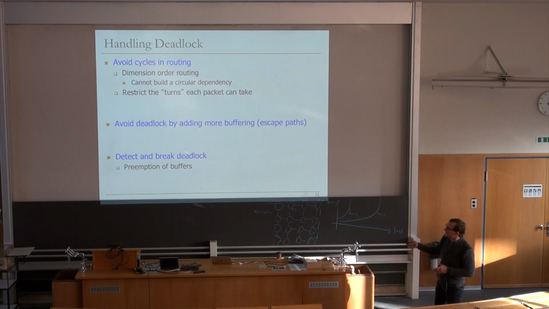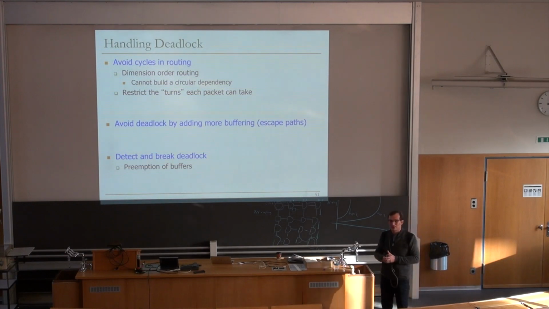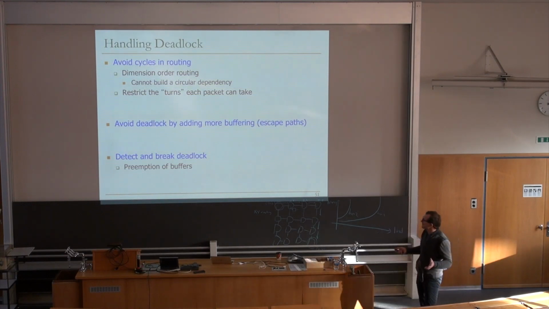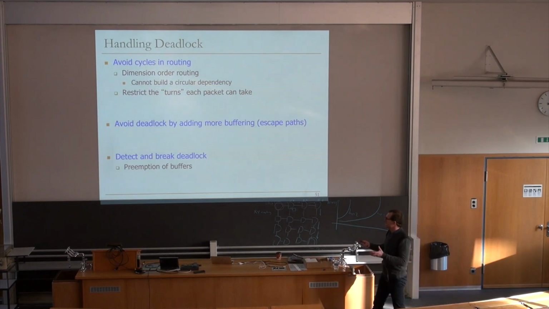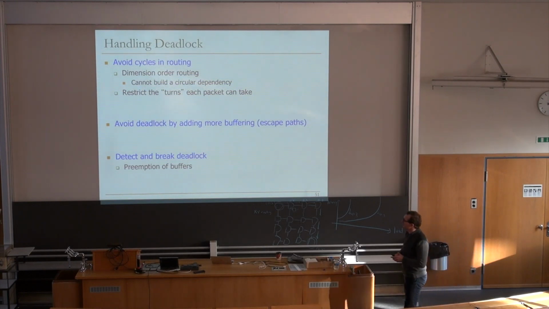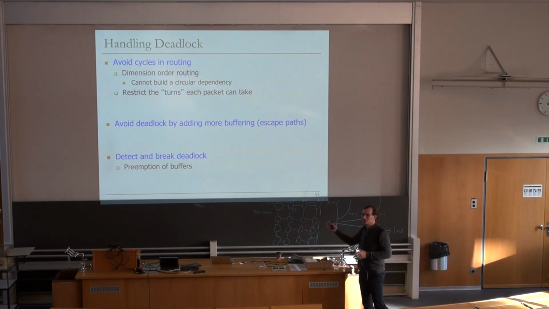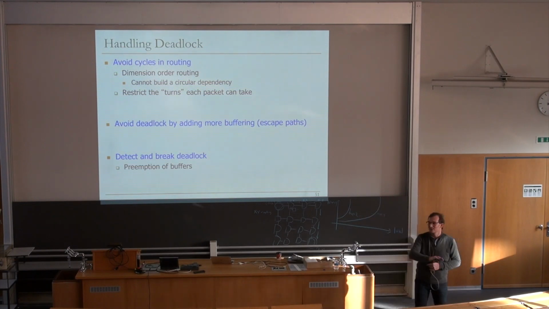Or you can detect and break deadlock. This is a bit harder to do. Basically, you figure out that you're not making forward progress, and you figure out that that's because of a circular dependency, and you preempt the buffers. There should be a state machine that's monitoring things and seeing that there is no forward progress, and it could basically say, okay, I have a deadlock here, so I'm going to drop this packet such that everything moves.